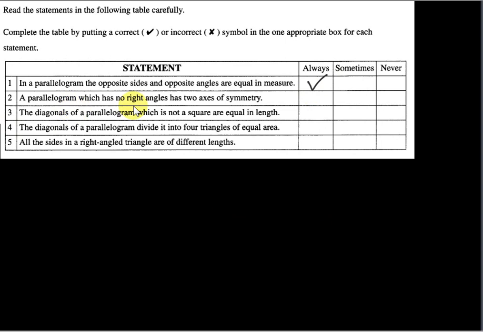A parallelogram which has no right angles has two axes of symmetry. Here is a parallelogram that has no right angles. Let's look at this diagonal here and see if it's an axis of symmetry. Well, we know that this angle equals this angle. They're Z angles or alternate angles. And we know that this angle here equals this angle here. But the green angle is not necessarily equal to this brown angle. These two angles are not necessarily equal.